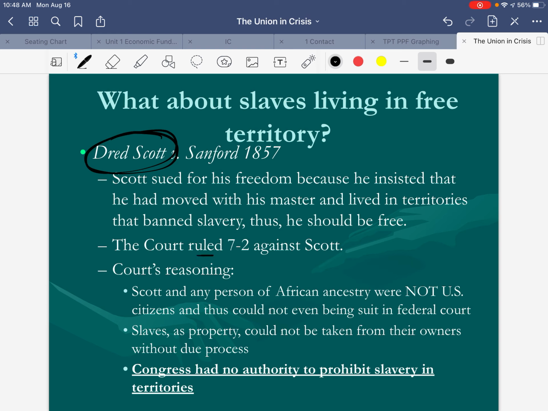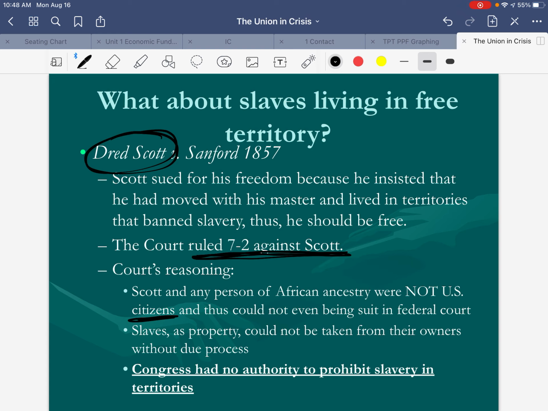And the court ruled against Dred Scott, okay? They said, basically, if you're a slave, you can be taken anywhere. Those are the rules. And here's the court's reasoning. This is what they wrote, okay? They said that Dred Scott and any person who is a slave is not a citizen. So slaves are not citizens, so they can't sue in court. They can't have a lawyer. They can't be in the courtroom, those sort of things. Basically saying you're not a citizen of the United States. You're a slave, and that's all.